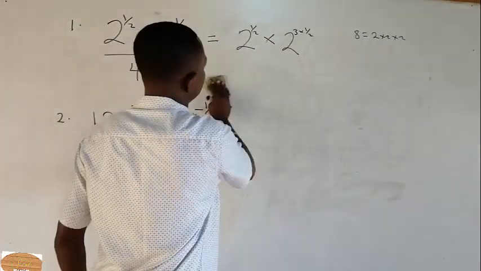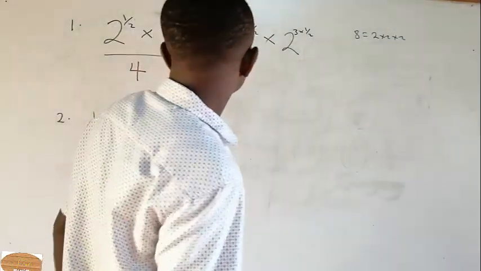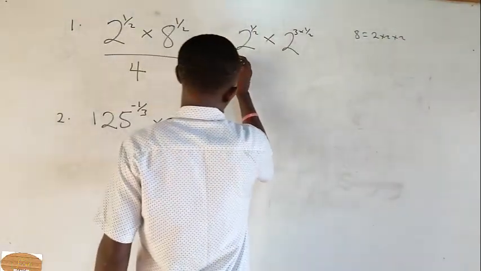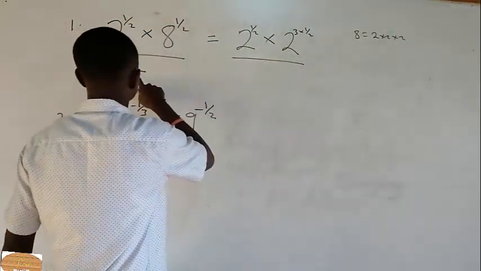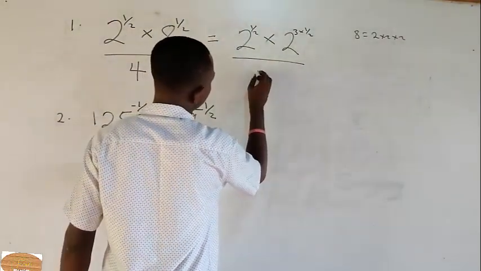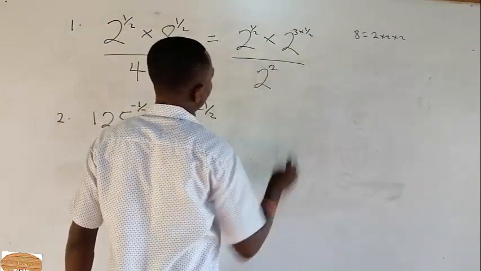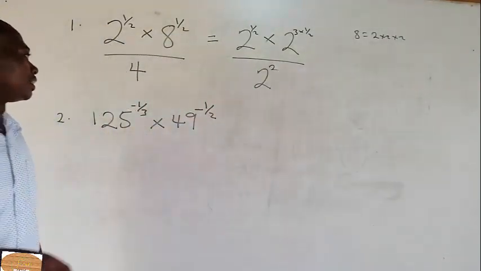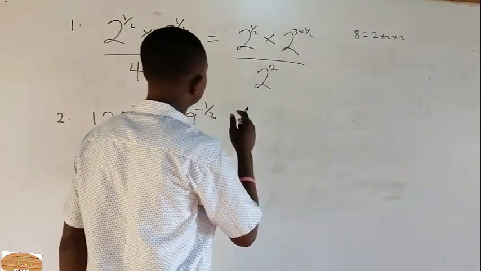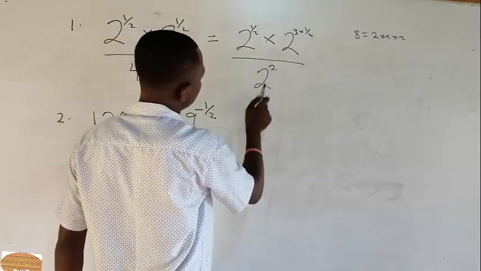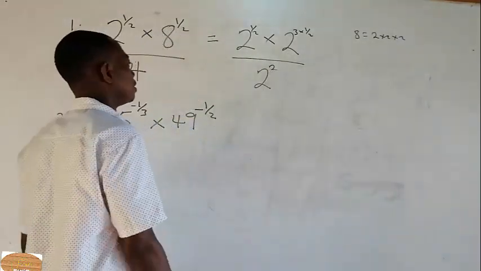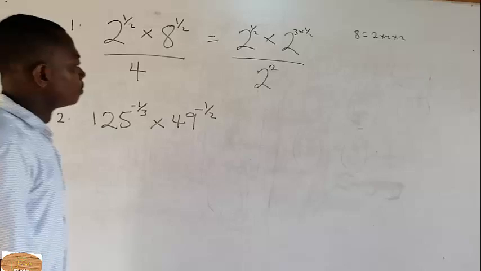So I have that. Let me also change this one to 2 to the power 2, so that you get equal base. That is, you get the base to be the same. 1, 2, 3. The bases are all the same. Alright, let's move on.